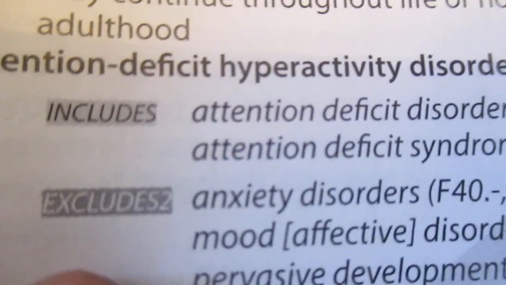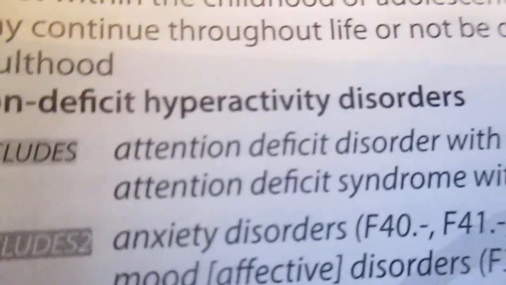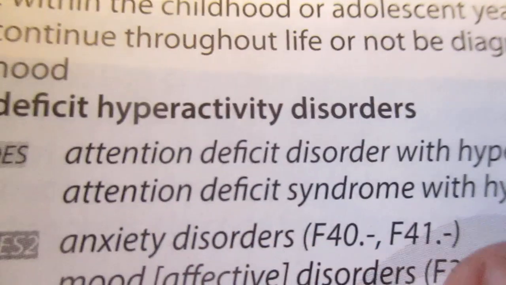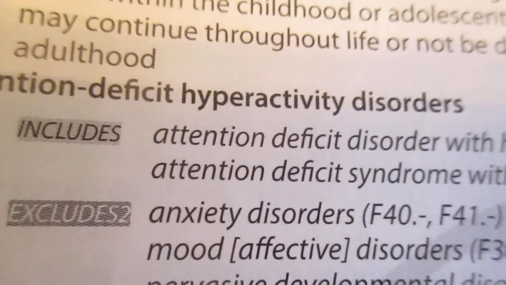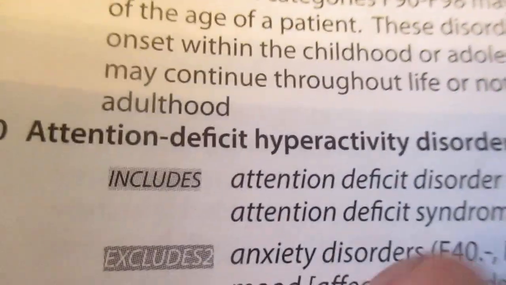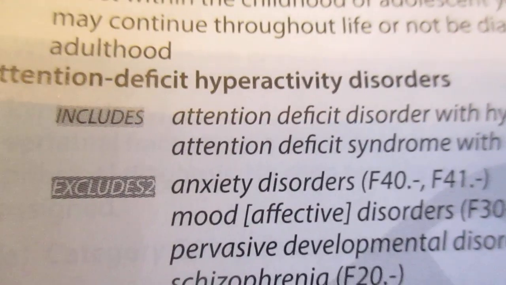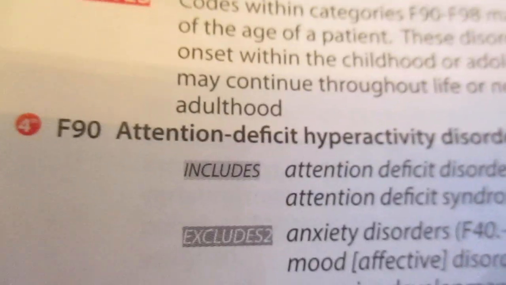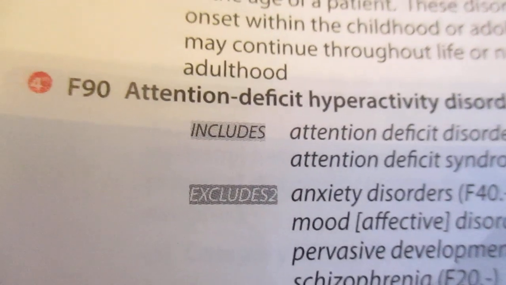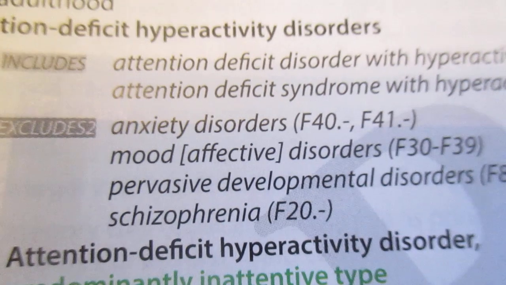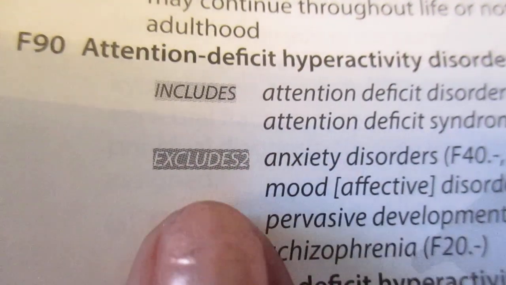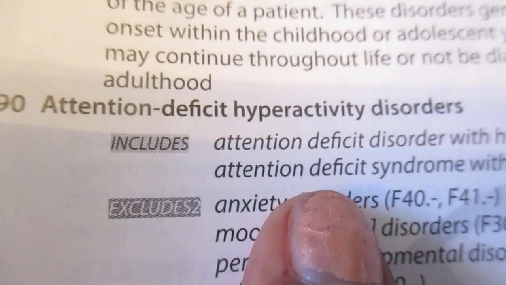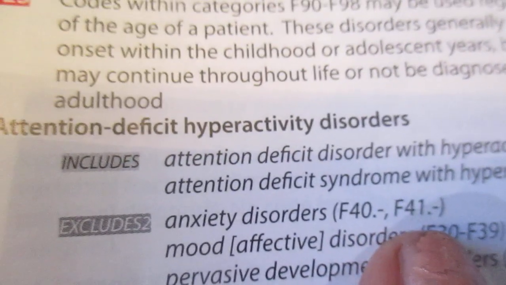That means it's a warning. If a patient has anxiety disorder, F40, then I need to go to category F40. But if the patient has both attention deficit hyperactivity disorder and anxiety, a code from this category, F90, could be used along with the code for the F40, anxiety. So if you're coding a patient with anxiety disorder and you come up with F90, it's letting you know that's excluded from F90. Anxiety should be at F40 and F41.